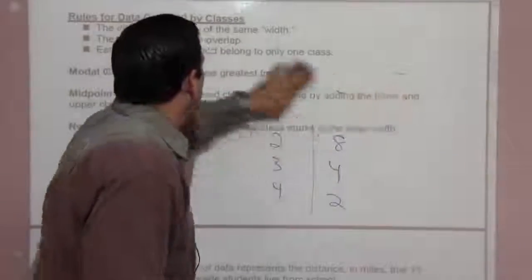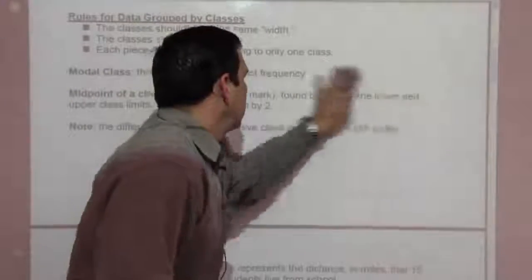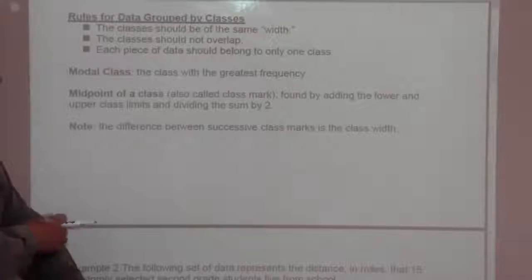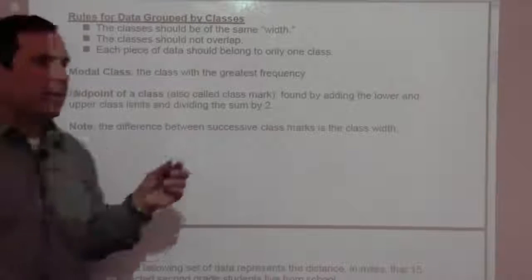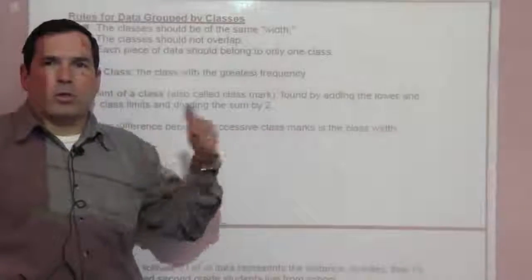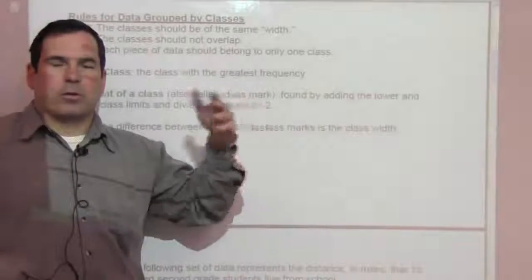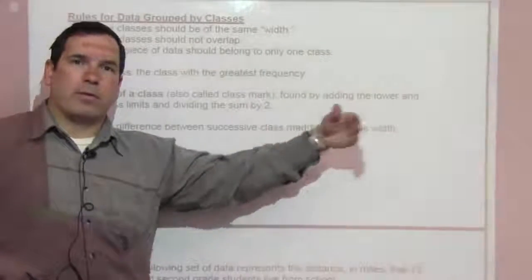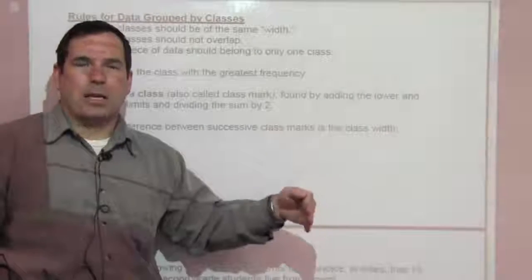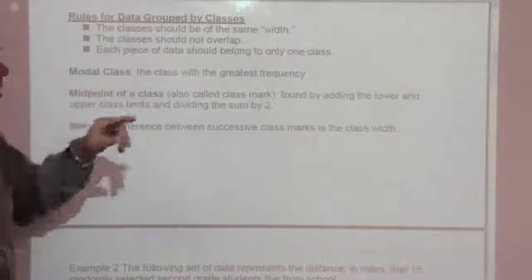Rules for data grouped by classes. The classes should be of the same width. And when we say classes, we're talking about groups of data. So if you're going to do a group of data, like from 1 to 2, then 3 to 4, 5 to 6, they're all the same width. Or from 0 to 5, 6 to 10, and so on. So they should be the same width.